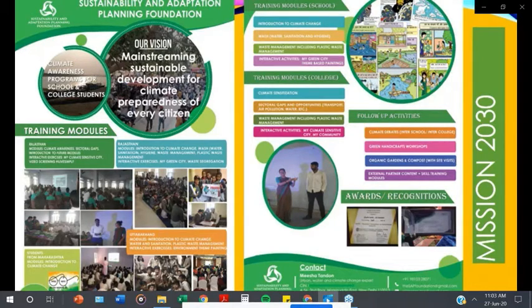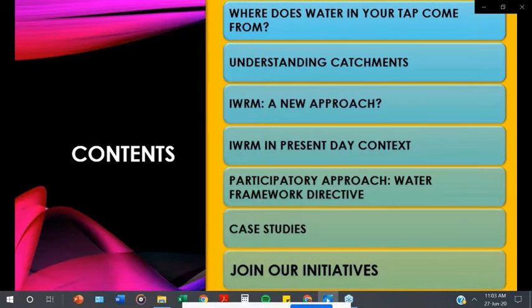Okay, so today we'll try and answer some very basic questions like where does water in your tap come from? Where do rivers get their water from? Because these questions will help us understand catchment behavior. We'll look at IWRM, or Integrated Water Resource Management, in its historic context and its present day applications. We'll also look at the European Water Framework Directive, which is a landmark directive in terms of promoting catchment-based planning through stakeholder involvement. We'll also look at some case studies.